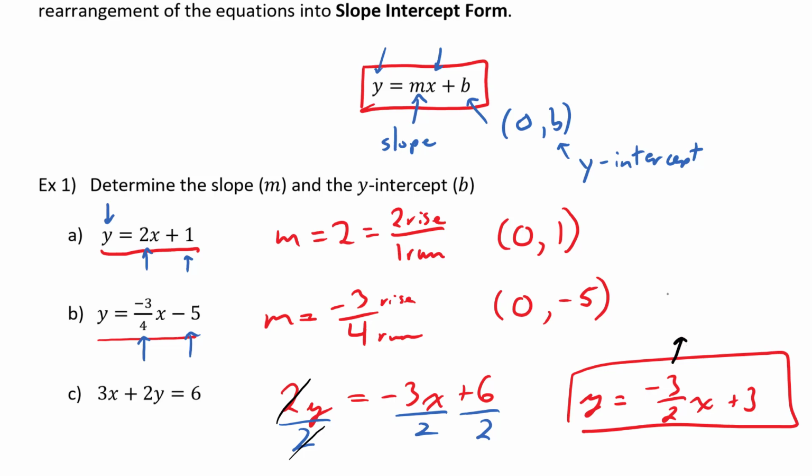What do we have here now? Our slope, minus 3 over 2. It goes down 3 every time we move to the right 2 units. And our y-intercept is going to be (0, positive 3). Just one additional step we had to do to convert this from standard form to slope-intercept form.